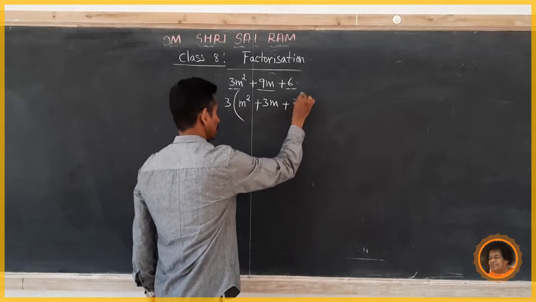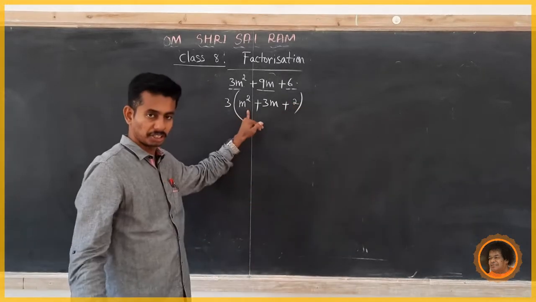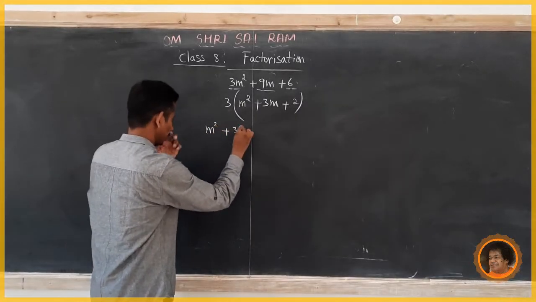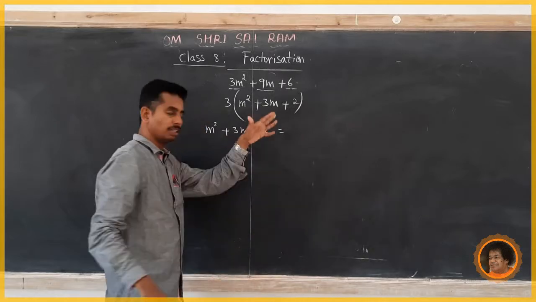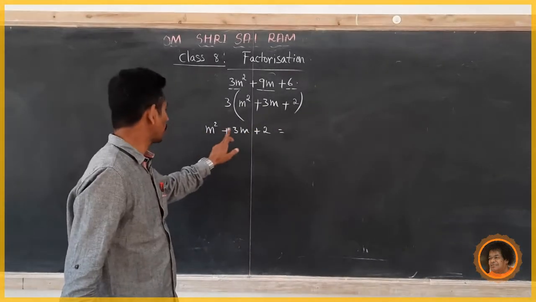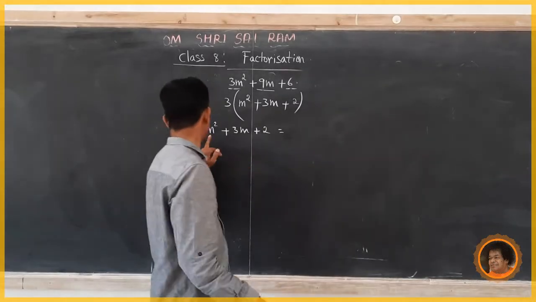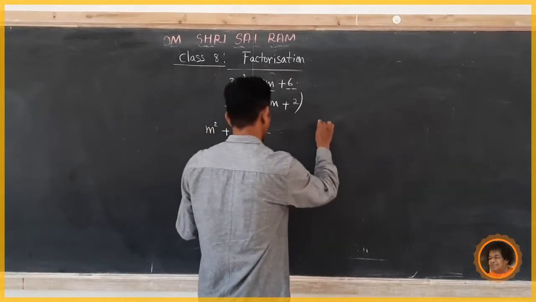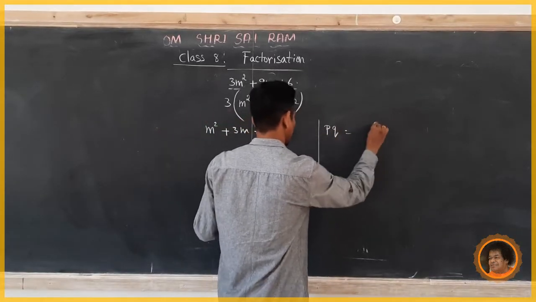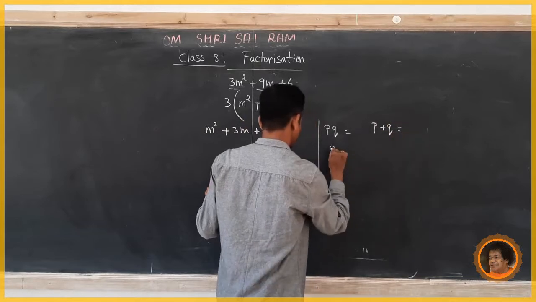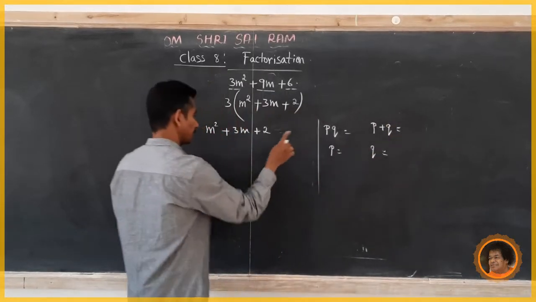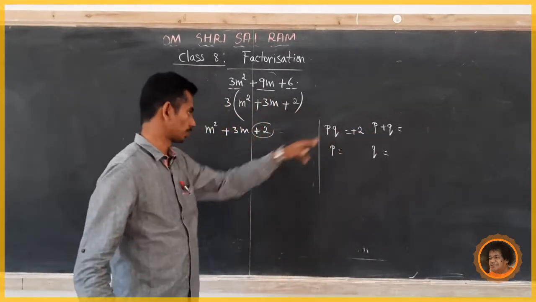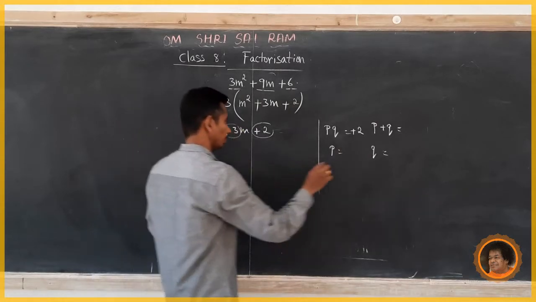3 twos are 6. Now, first step of factorization is done, but m squared plus 3m plus 2 must be factorized again. Why? M squared plus 3m plus 2, we can factorize this by the PQ and P plus Q method. How is it? What is PQ and what is P plus Q? What is P? What is Q? PQ is plus 2. When we multiply P and Q, we get plus 2. Then we add P and Q, we get plus 3.